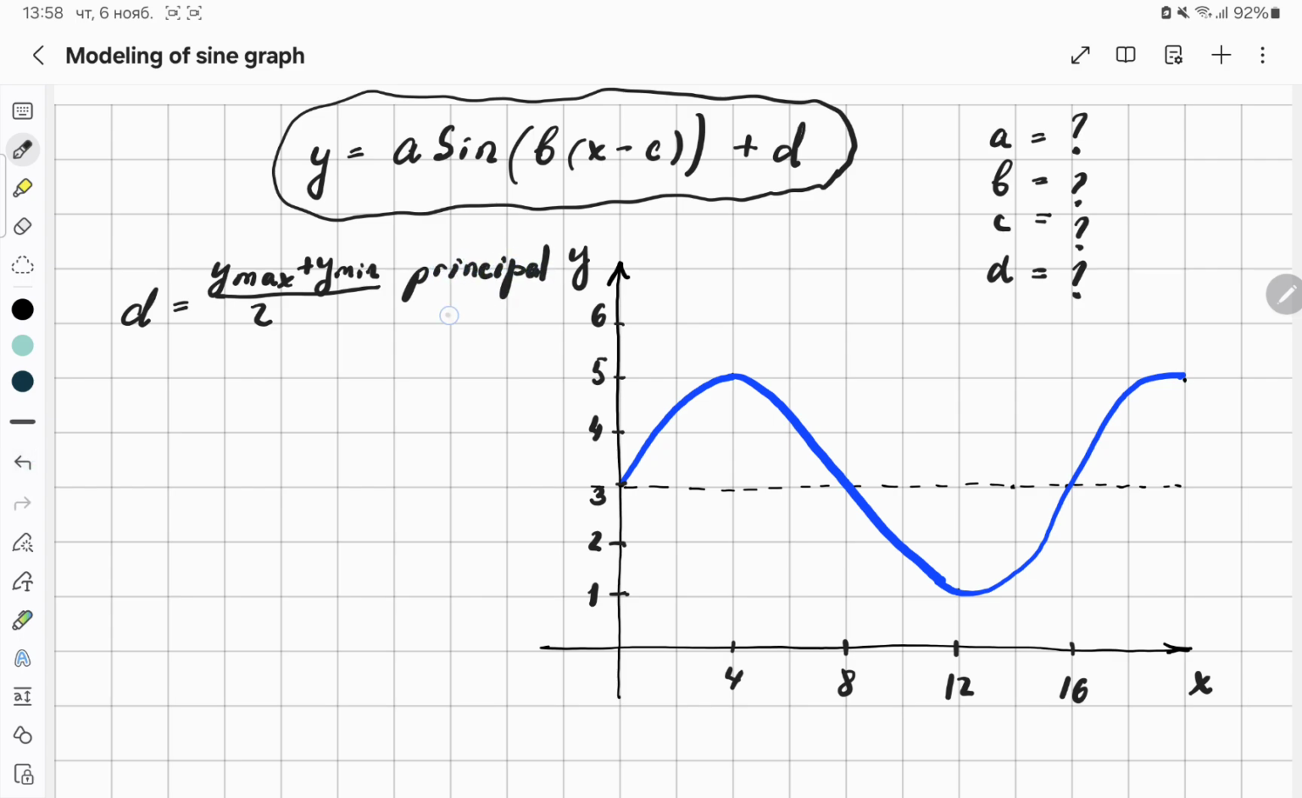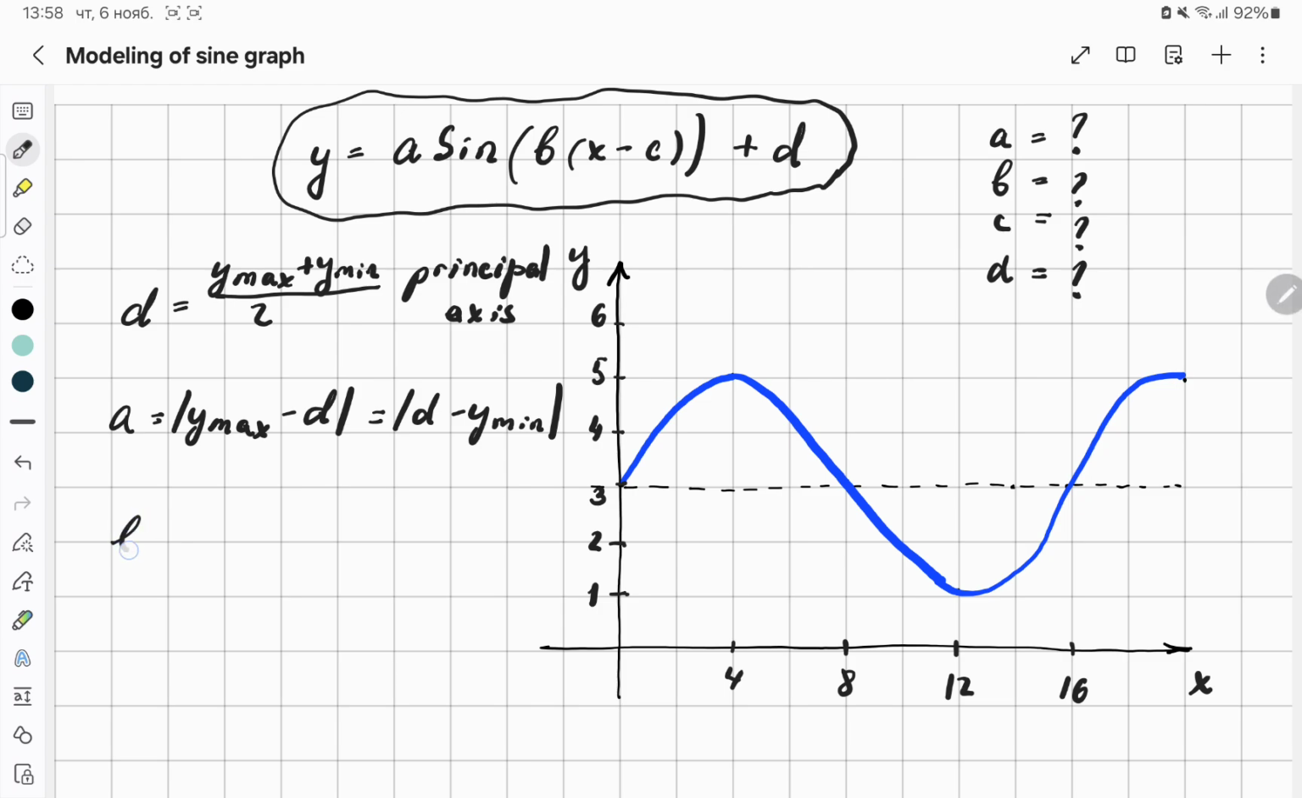Okay, now we go to a. A is amplitude. Once we have found d, we can find the amplitude by subtracting: y max minus d, or we can say it is the distance from d to y minimum. It doesn't matter; I put it in modulus because it's a distance. You have to make sure that it is a distance, and all the time this parameter is positive.